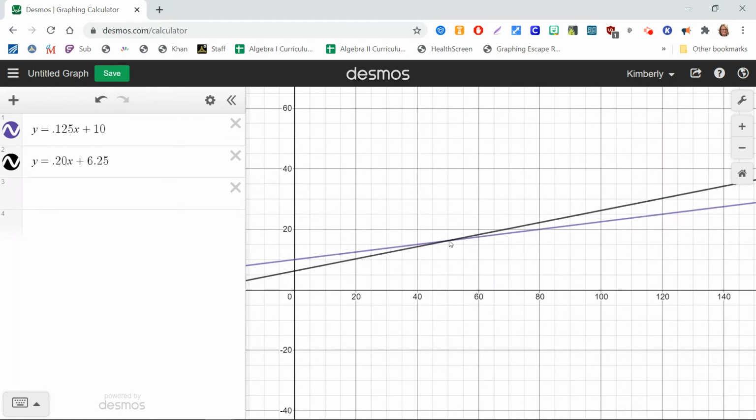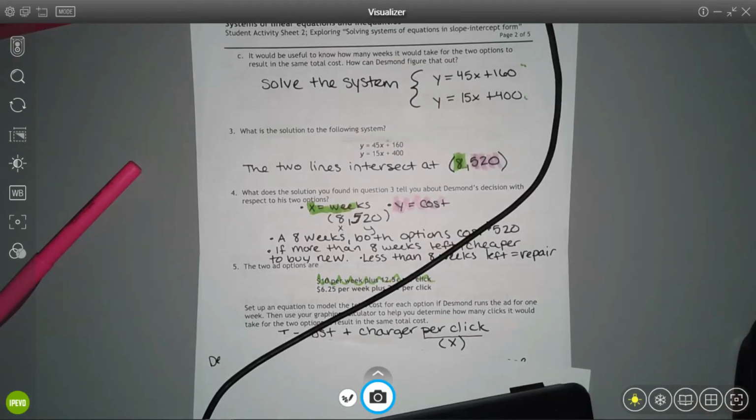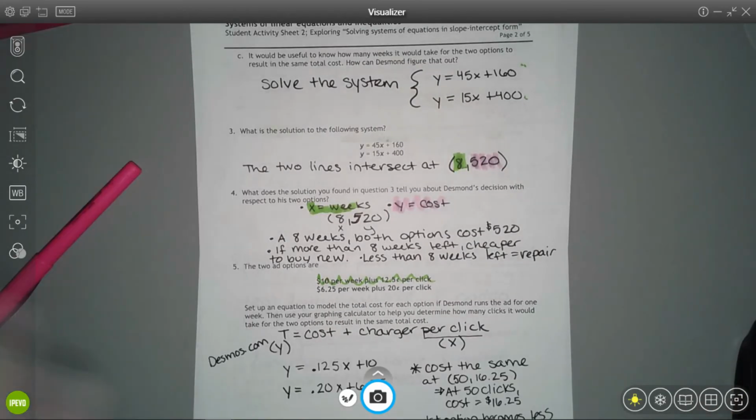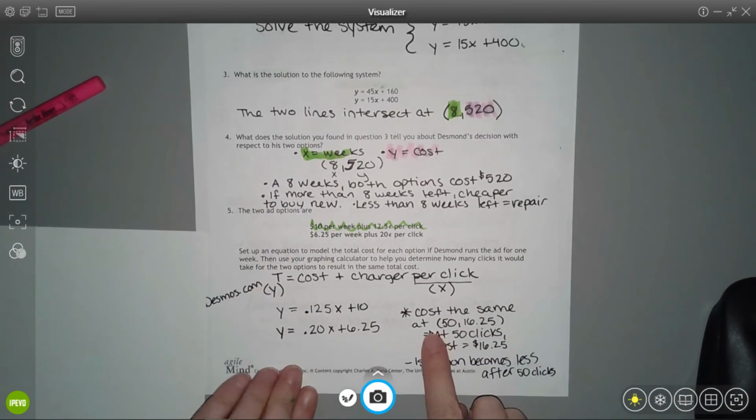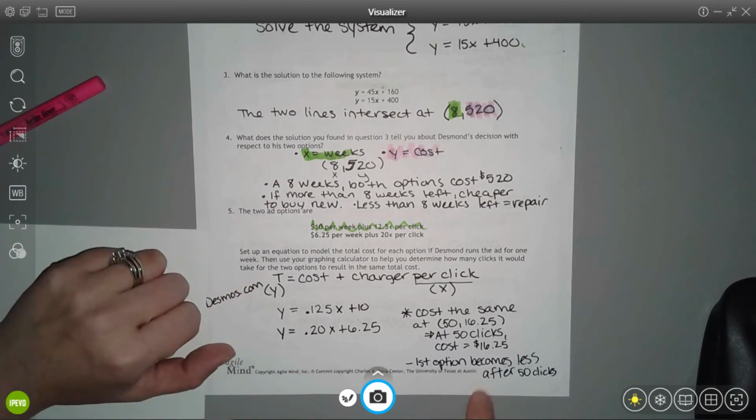So I can click right here where the two intersect, and I see that the coordinate is 50, 16.25. So that's what I wrote down here. They cost the same at 50 clicks, and that cost is $16.25. The first option, remember that was our purple, becomes cheaper than the other option after 50 clicks.